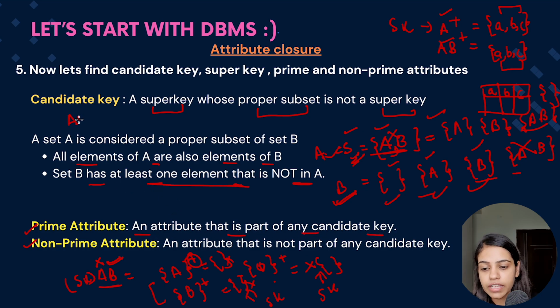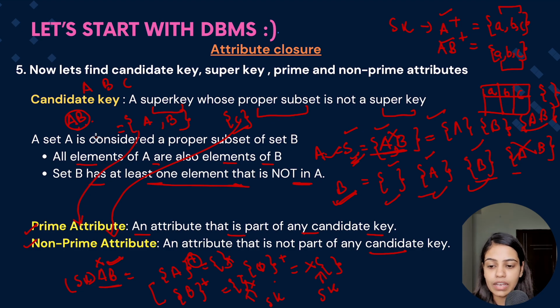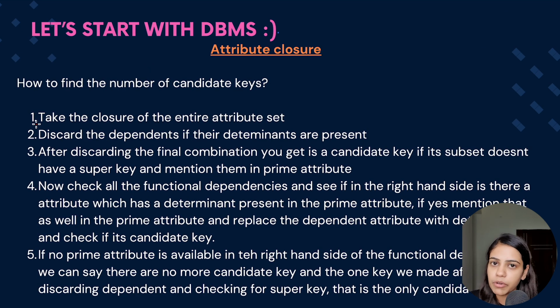So consider for now AB is our candidate key, and in our relation there are three attributes A, B and C. So we can say that A and B are the prime attributes as they are part of the candidate key. And a non-prime attribute is an attribute that is not a part of the candidate key. Since there were three attributes and two of them were part of the candidate key, we can say that C is a non-prime attribute and A and B are the prime attributes, since A and B are in the candidate key and C is not. So how can we find the number of candidate keys?